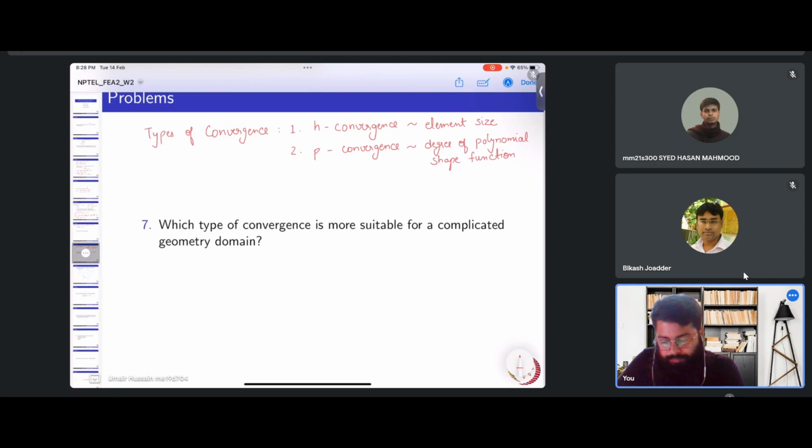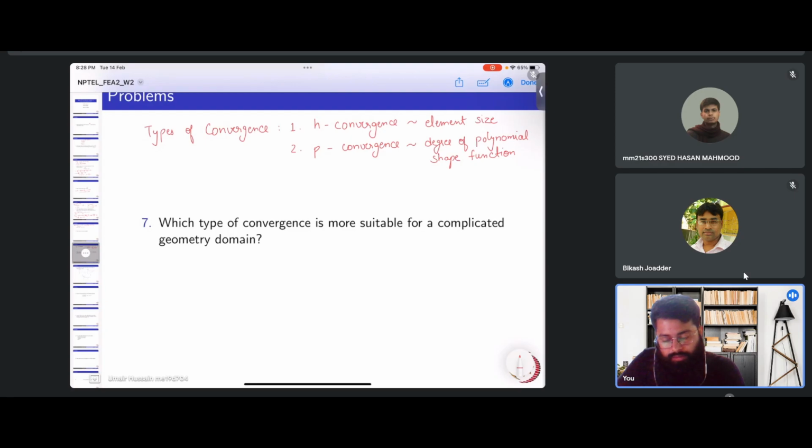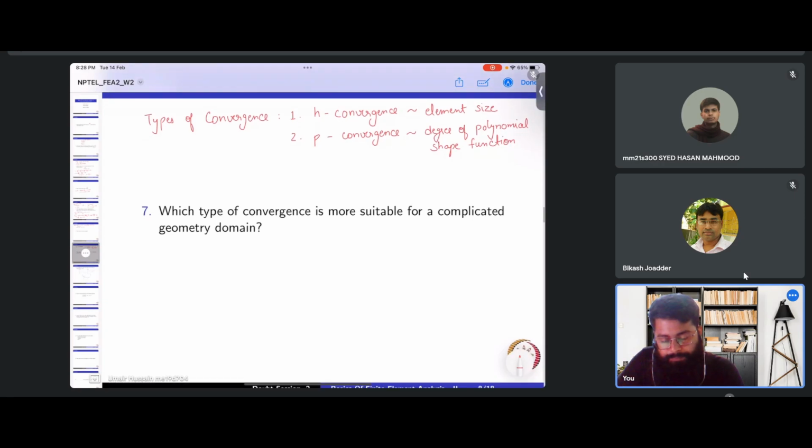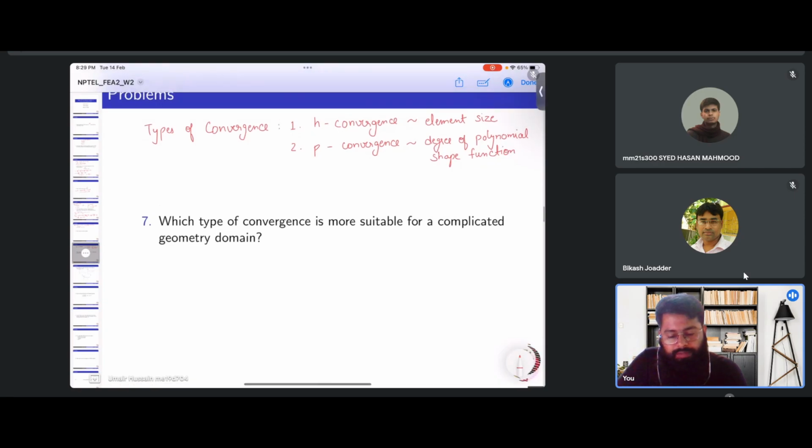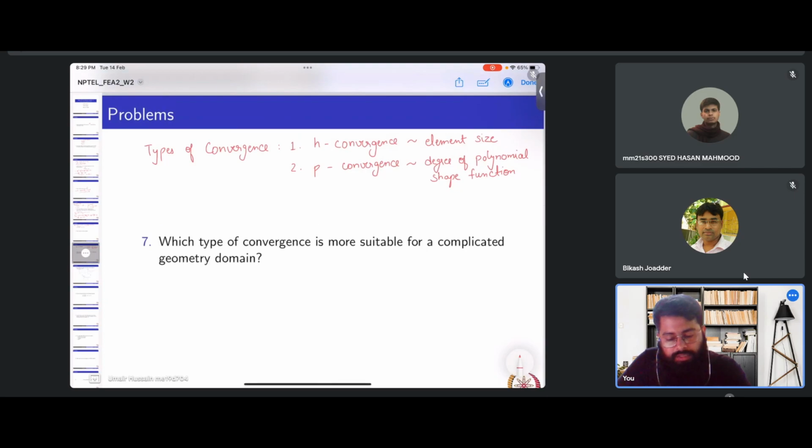So what parameter among these should we change or control to get faster convergence in the case of a complicated geometry domain? Basically we can control two things. First, we change the element size, I mean reduce the element size, to get a faster convergence, or we increase the degree of polynomial to get a faster convergence.